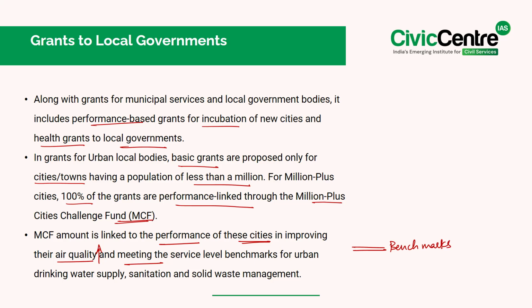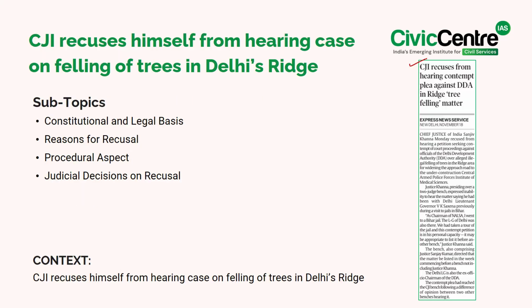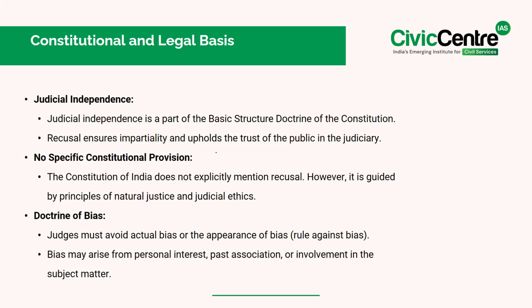The next article says that the Chief Justice of India Sanjeev Khanna on Monday recused himself from hearing a case involving illegal felling of trees in Delhi's protected ridge area, in which the LG has filed an affidavit in the Supreme Court in his personal capacity on the role in the felling of trees. In this context, let us talk about the power of the Chief Justice of India to recuse himself from hearing a case. See, it is related to maintaining the integrity, impartiality, and also the independence of the judiciary.